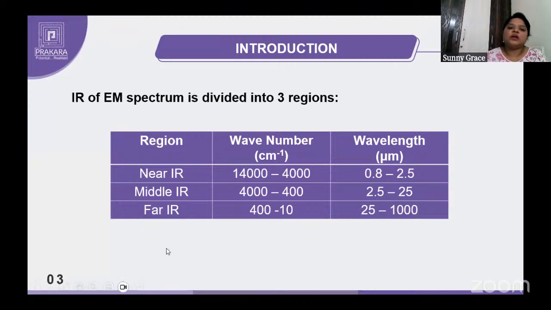And then the next region is far IR region. Far IR region ranges from 400 to 10 centimeter inverse, and in the wavelength it is 25 to 1000 micrometer, which is almost this region will not be studied much in our pharmaceutical field. Pharmaceutically, the most important region is the middle IR region, and that too functional group region.